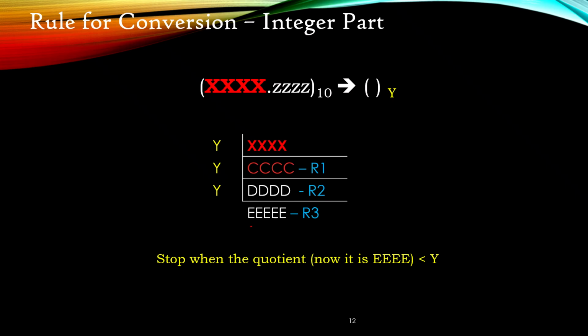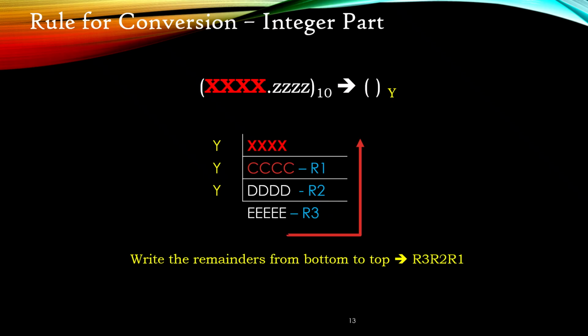Now we have got remainder 1, remainder 2, and remainder 3. Now we can see how the value has been converted. We have to take the remainders from bottom to top, so R3, R2, and R1. This is the converted value in base y. This is the general rule for converting any decimal value to octal, binary, or hexadecimal.